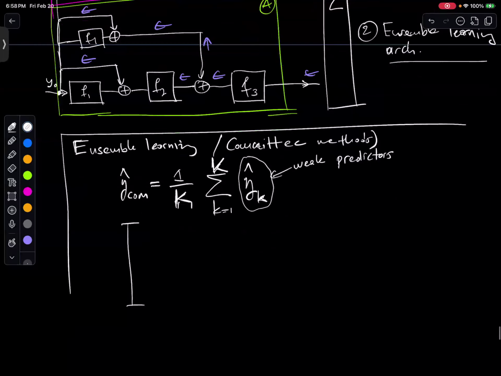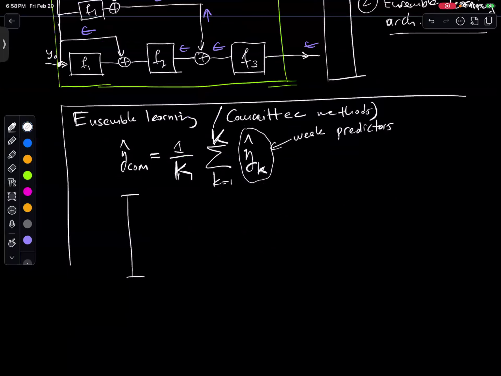So if you think about it like this, you have a lower bound and an upper bound in terms of performance in these committee methods.